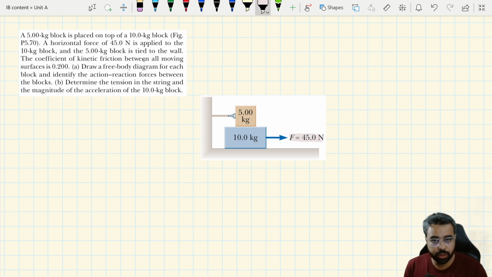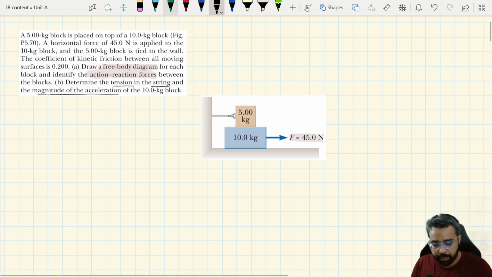And in this question, we have to draw a free body diagram for every block, as well as identify what are the action and reaction forces. Means we will revise Newton's third law and we will see what forces are action and reaction pair of each other. And secondly, we have to find out the tension in the string as well as the magnitude of acceleration. So that's a detailed question.